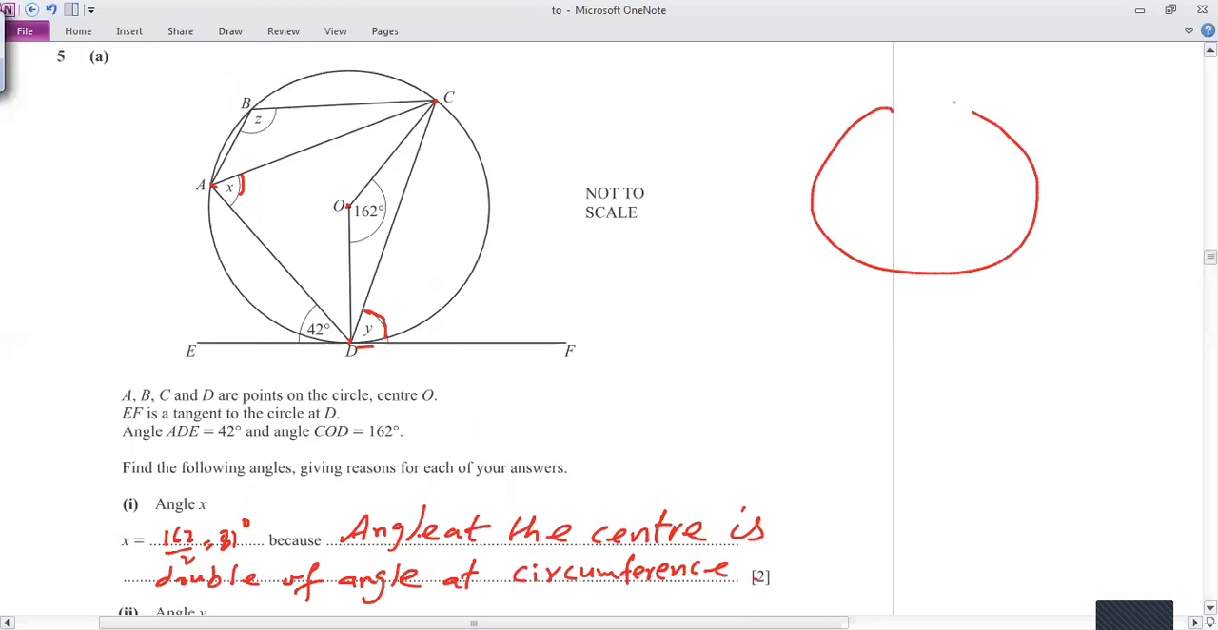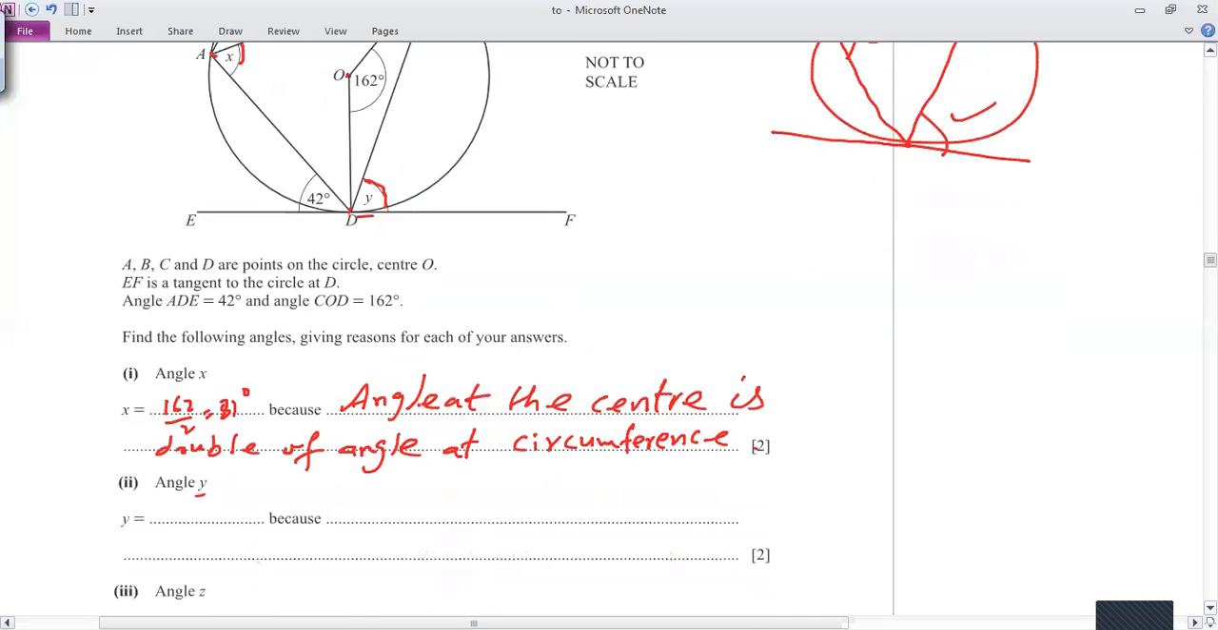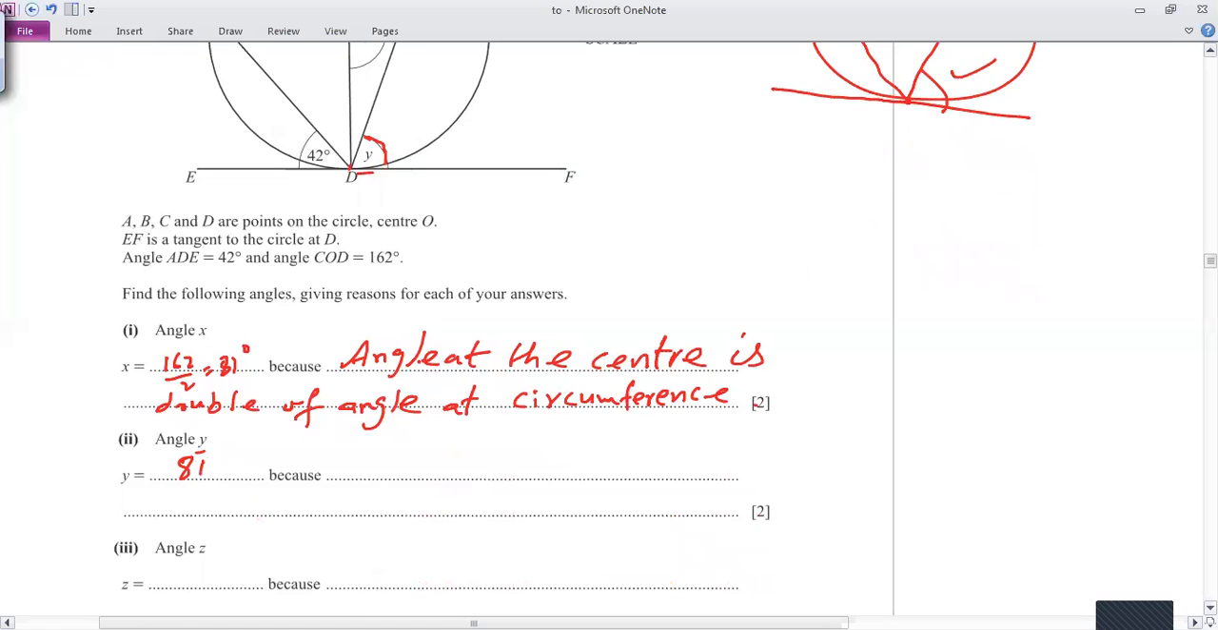Remember this one. If there is a chord, and the chord is making some angle with the tangent, then this angle and the angle made anywhere by this chord on the circumference will be the same. Now this is made by the chord DC with the tangent, so the same is this one. If this is 81, this will also be 81. So angle Y is equal to 81 degrees, because you can just give the reference to the alternate segment theorem.